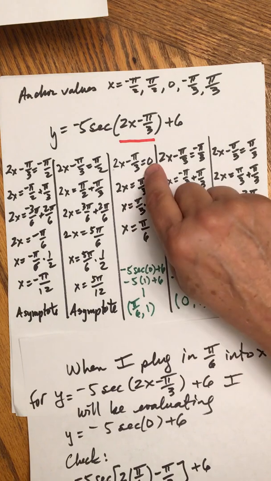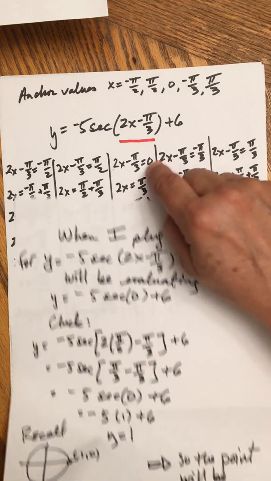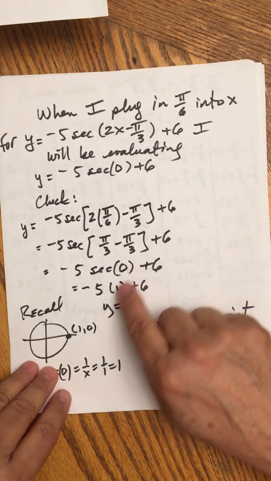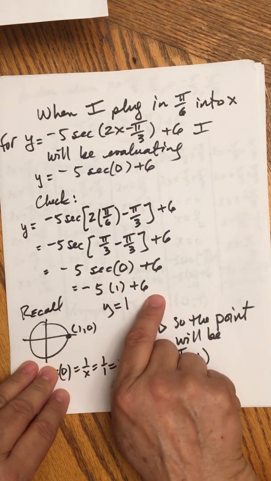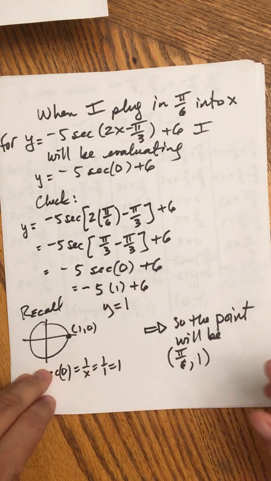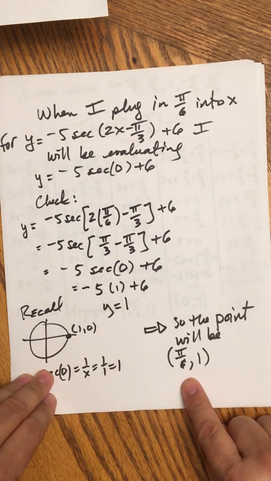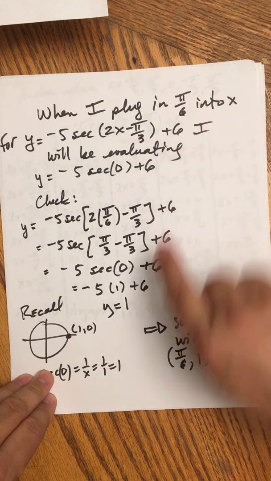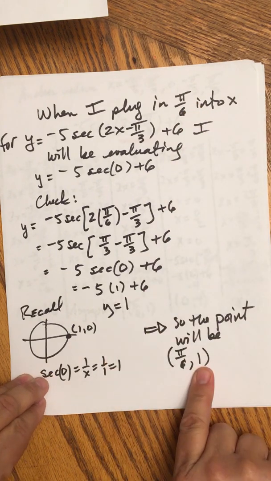The x value such that I'll end up having 0. So then I'll take the secant of 0, which I am familiar with. The secant of 0 is 1. Then I can evaluate it really easily because then I just go negative 5 times 1 is negative 5 plus 6 is 1. Boom. So then the point I'll actually plot is what I plugged in, x equal to pi over 6, and what I got out, y equal 1.